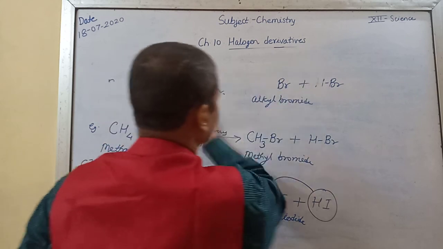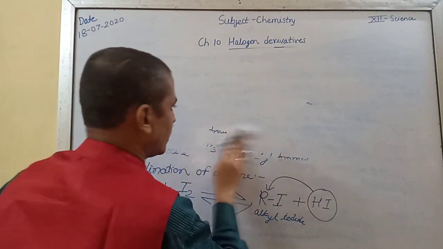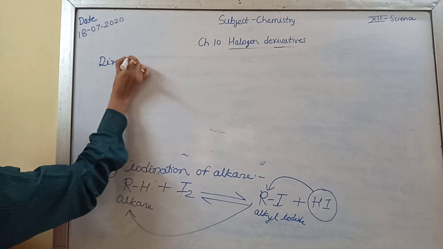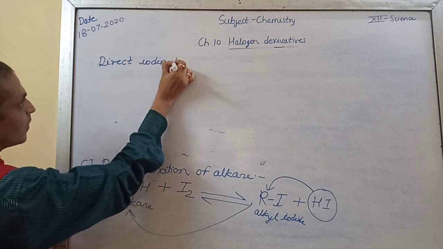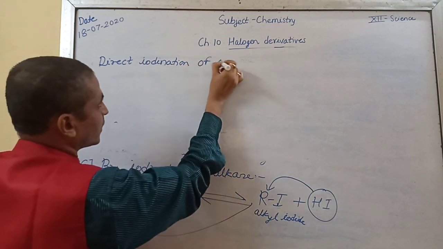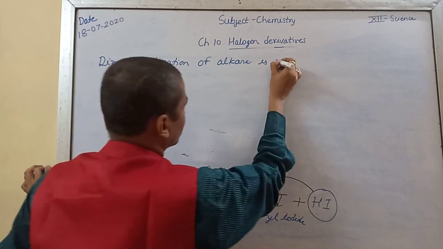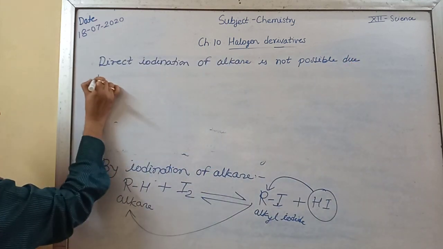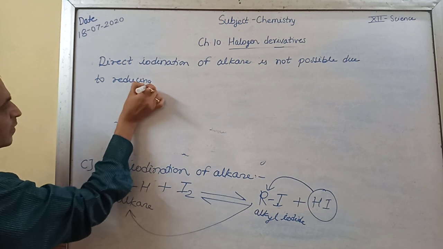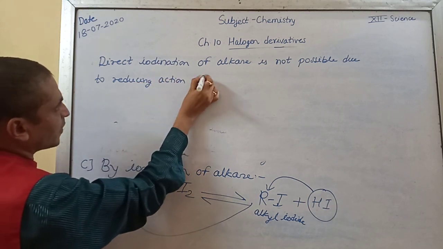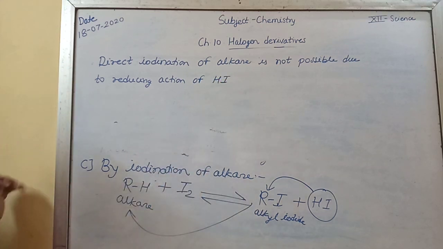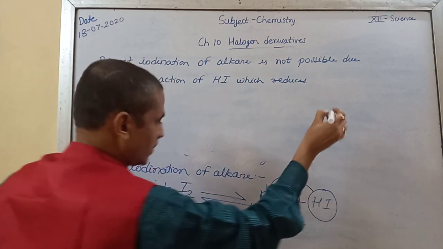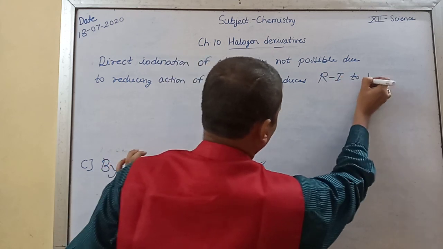I am writing these words. See, direct iodination of alkane is not possible due to the reducing action of HI, which reduces RI to RH.